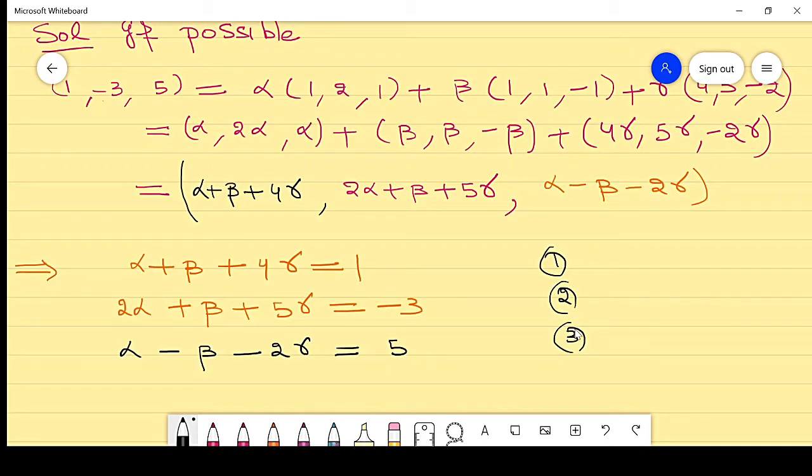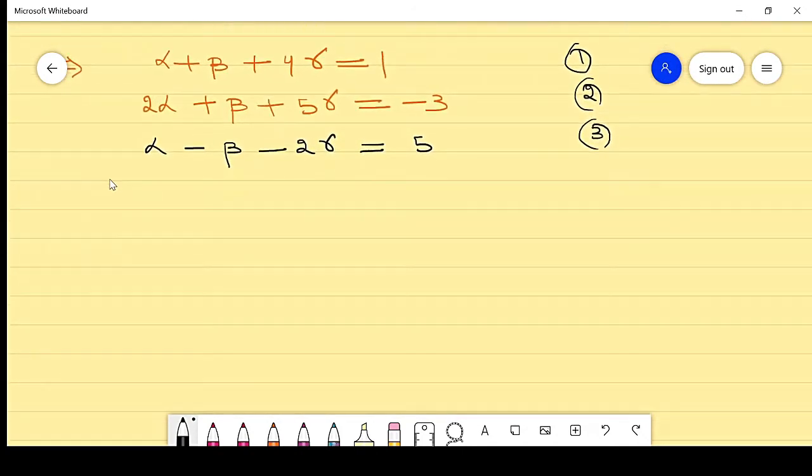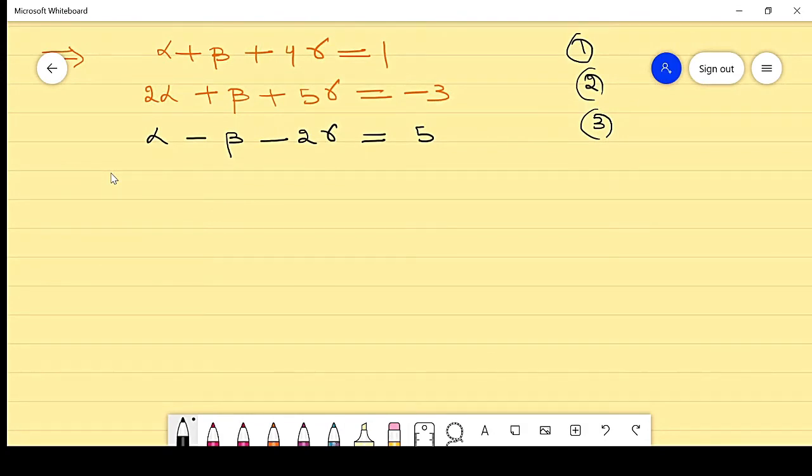Now, if these three equations are solvable, or we can say that if we are able to find the value of alpha, beta and gamma, then it means this vector belongs to the subspace generated by S. If this equation is not solvable, and they don't give a unique alpha, beta, gamma, then it means this vector does not belong to the subspace generated by the vector S. So my aim is to solve these equations.